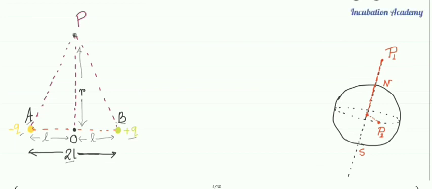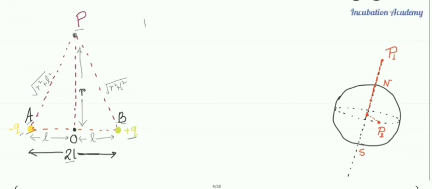So obviously POB constitutes a right angle triangle, and PB is the hypotenuse of it. So the hypotenuse can be written as root over r square plus L square. Similarly, AP also can be written as root over r square plus L square. So the point P is at the same distance from the minus q charge and from the plus q charge. So they are both at the same distances.